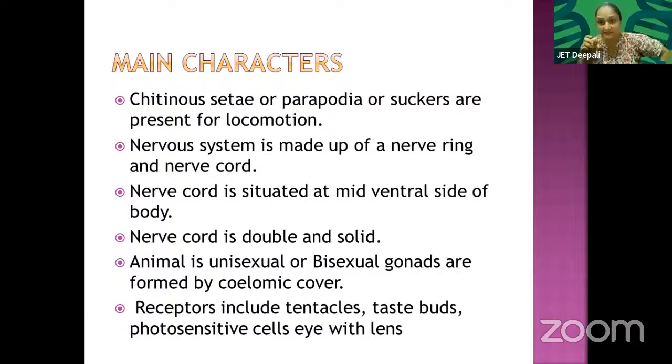Receptors include tentacles. I will explain with the help of a diagram. They have taste buds, and photosensitive cells, eyes with lens. Photosensitive means they can sense the presence of light, whether it is night or morning. Receptors include tentacles, taste buds, and photosensitive eyes with lens; taste buds are sensory organs.